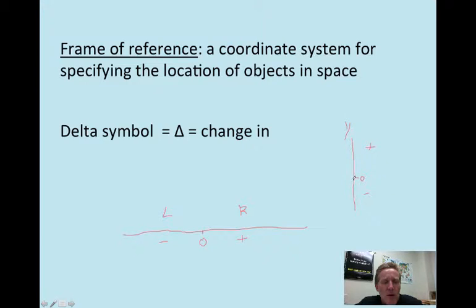The next thing we need to be familiar with is the delta symbol, and many of you may have seen this before, but it's basically just a triangle, and the delta symbol means change in. So anything after it, we're saying change in, like change in time, so initial time subtracted from the final time, or change in position, which we would write as delta x, and we will be seeing that here in a second.